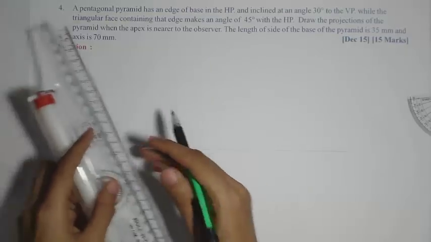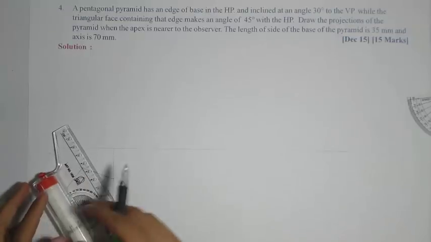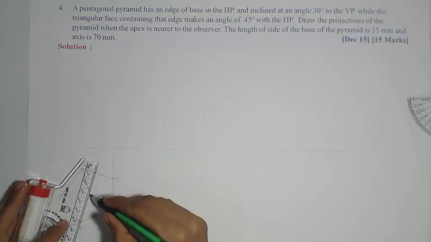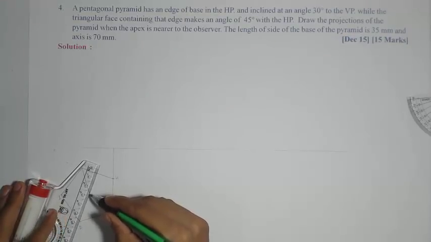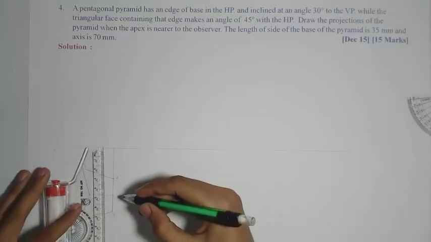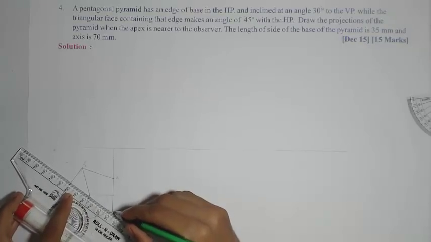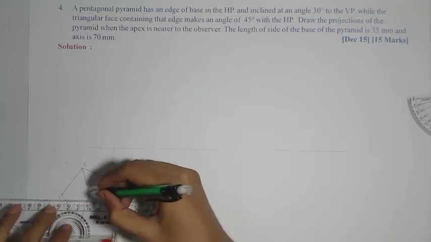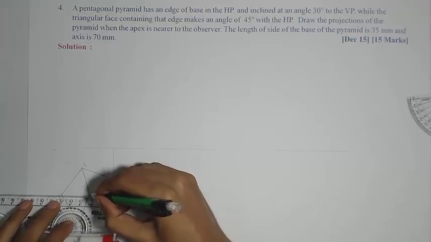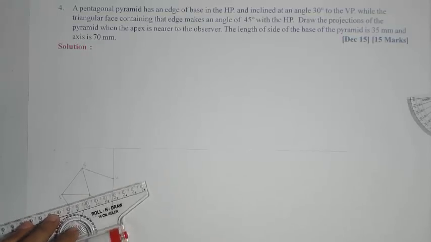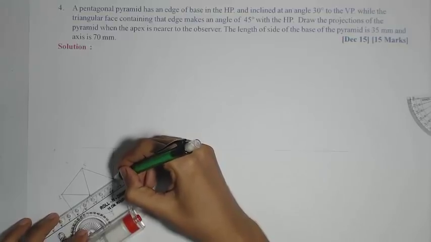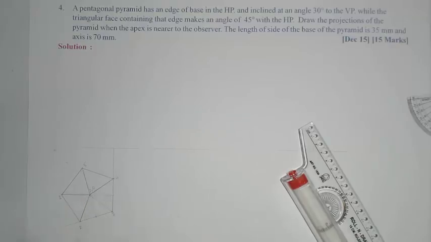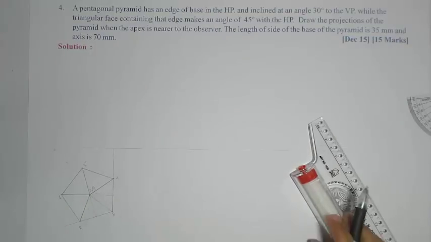So we need to join each corner with the apex to draw the slant edges for pyramid. Many of the students forget to draw the slant edges. So we have to remember, when pyramid is there, you need to also draw the slant edges along with the base. In prism, there will be only the base, no slant edges. So after completing, we'll give the notations o, o dash, one for center of the base and one for the apex.